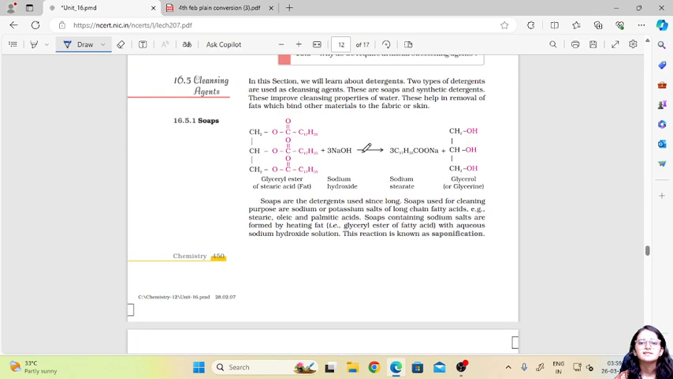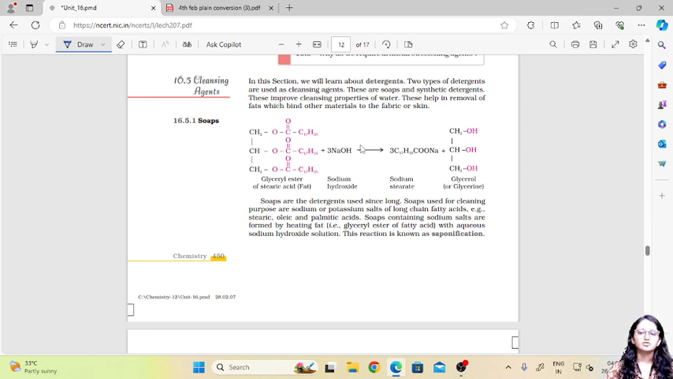Then about cleansing agents, we will study detergents and soaps. Soaps are the detergents used since a long time, and they are used for cleaning purposes. Soaps are the sodium or potassium salts of long chain fatty acids, for example stearic, oleic and palmitic acids. Soaps containing sodium salts are formed by heating fat, that is glycerol ester of fatty acid.